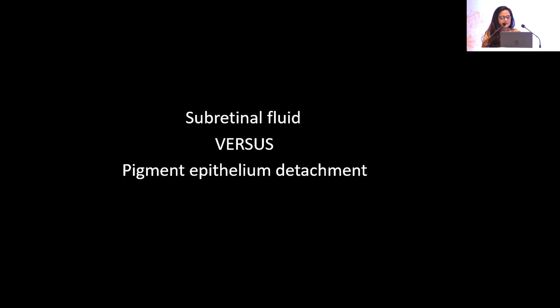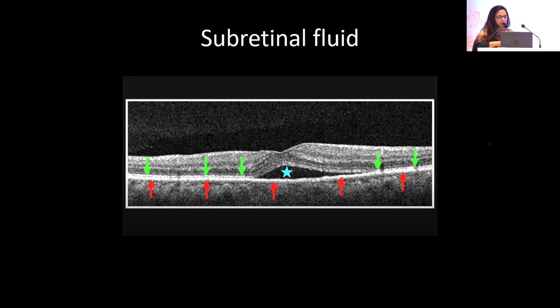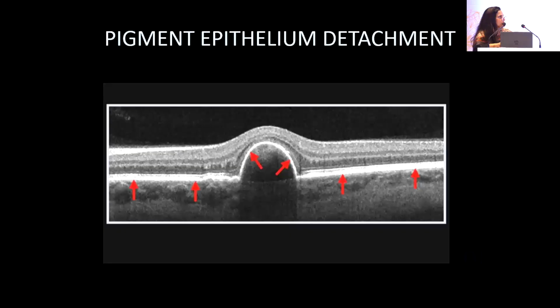Now, many a time people are not able to diagnose whether this is subretinal fluid or a pigment epithelial detachment. The way to do that is to just follow the retinal pigment epithelium here. You see the pigment epithelium here is continuous, but here you see the ellipsoid zone and the external limiting membrane are rising up. So this is a subretinal fluid and not a pigment epithelial detachment. This is a pigment epithelial detachment where you see the RPE itself has risen up and you can see the ellipsoid zone here.